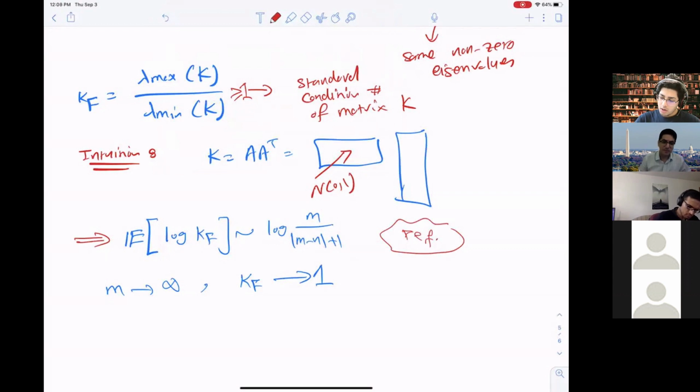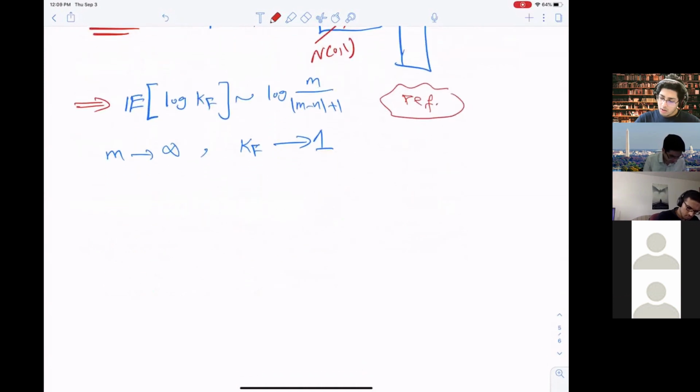Takes absolute values of lambdas. Okay. All right. So good. Let's look at. Right. So how much time do we have?